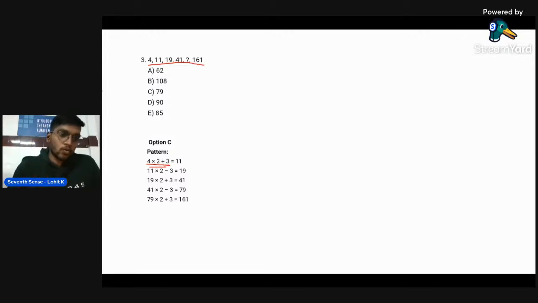Otherwise, go with the types of patterns we have learned. Which type of pattern is this? Arithmetic or geometric? We'll get the answer using that also.